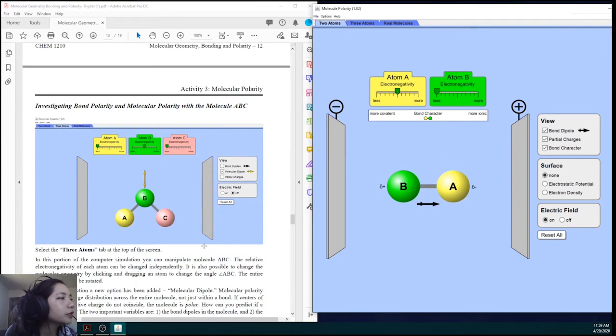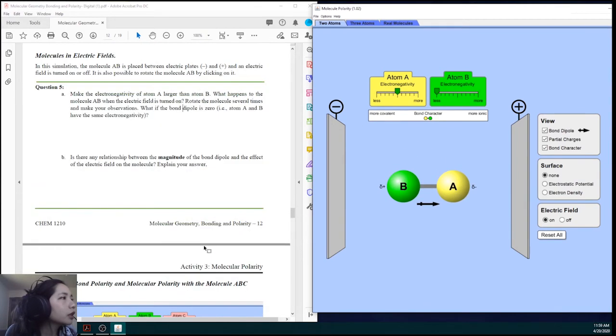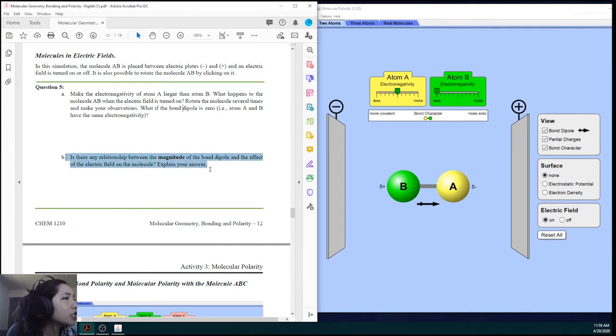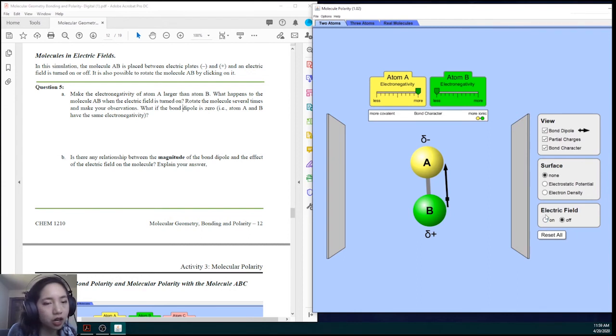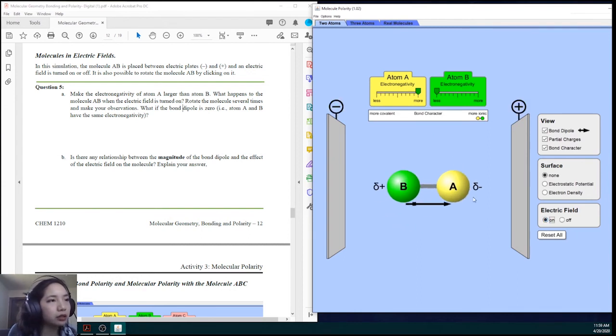All right, so let's keep going. Oh wait, I didn't answer this question. Is there any relationship between magnitude of bond dipole and the effect on the electric field? All right, so let's make the arrow really big and see what happens. I'll just put it there and see what happens. Because I know it's going to turn, but okay. So this is what happens when the arrow is really big.